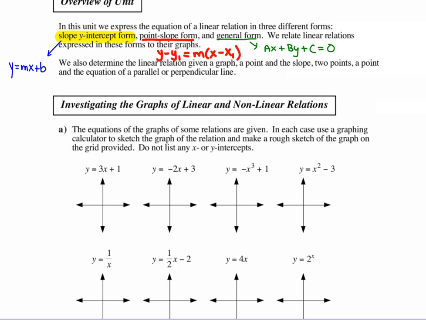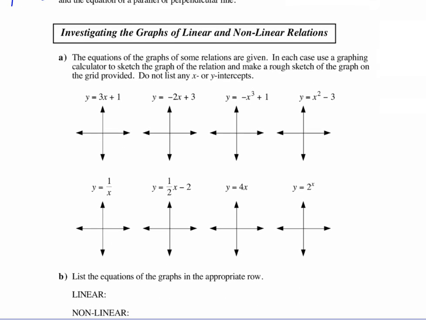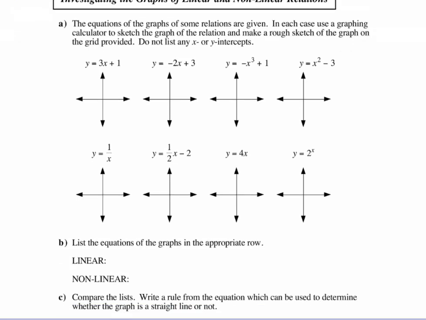So our goal is usually to write the equation. Most of the time we want it in the very first form. It's the most useful form, the slope y-intercept, because we can actually easily graph it when it's in that form. Okay? So we're going to grab our graphing calculator and just do a rough sketch of each one of these.